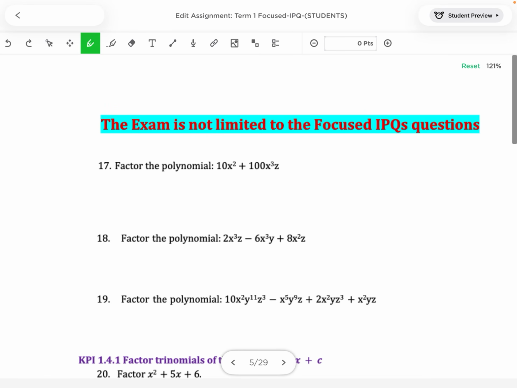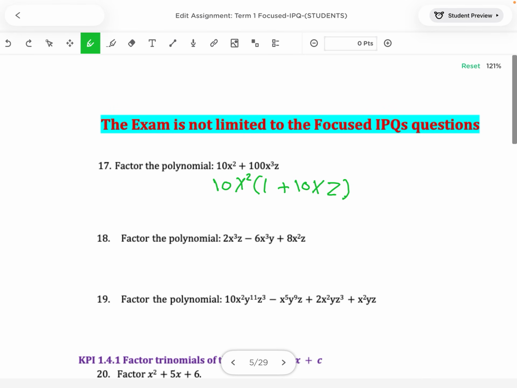Next one is the same story. The GCF between 10 and 100 is 10. Between the variables, x squared is common. We open the bracket. 10 divided by 10 is 1. X squared cancelled. 100 divided by 10 is 10. X power 3 divided by x power 2 is x. With z, we drag it down.